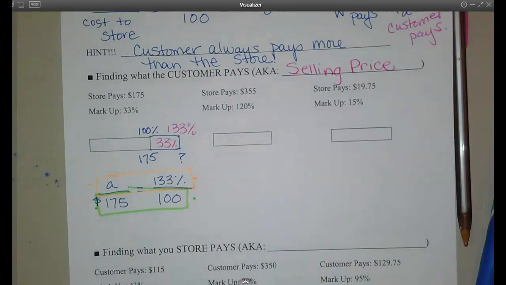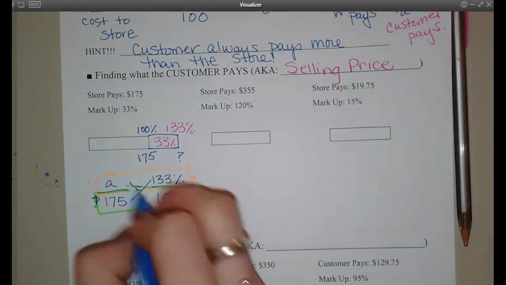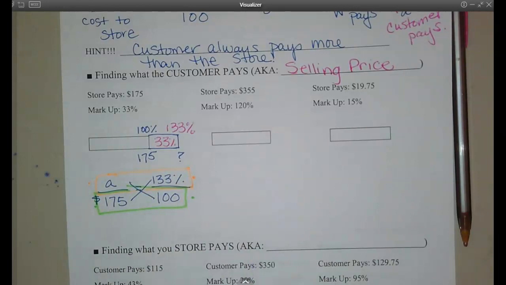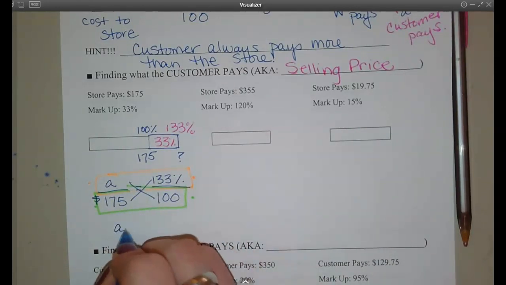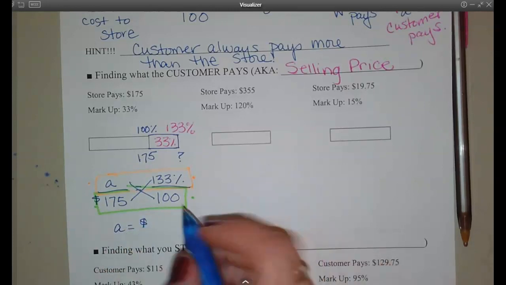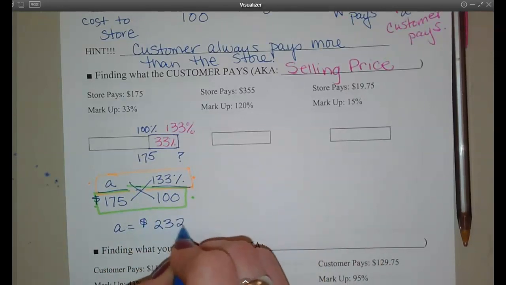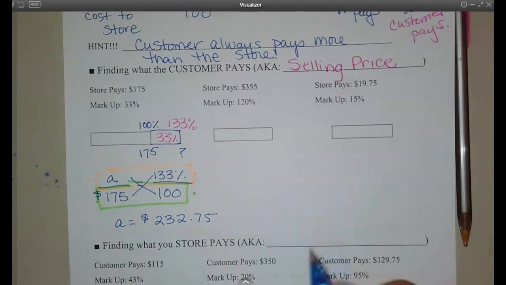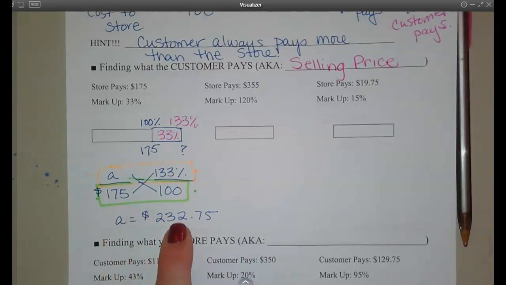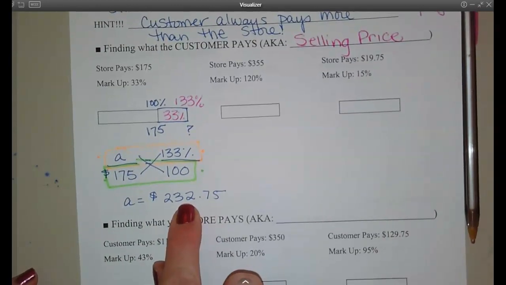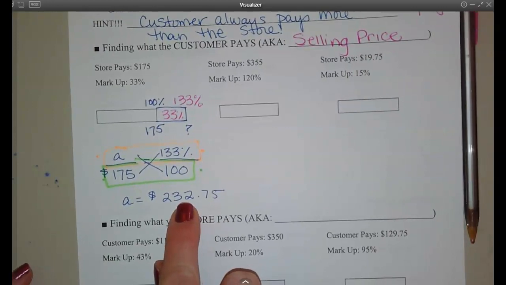Okay? So I'm going to cross multiply here, and again, I'm assuming you can cross multiply. When I solve this for A, go ahead and pause, put it into your calculator, and I get that the cost to the customer is this. Now, does that make sense? The store buys something for $175, and then they add on to it a little bit and charge the customer $232. Yeah, that makes sense.